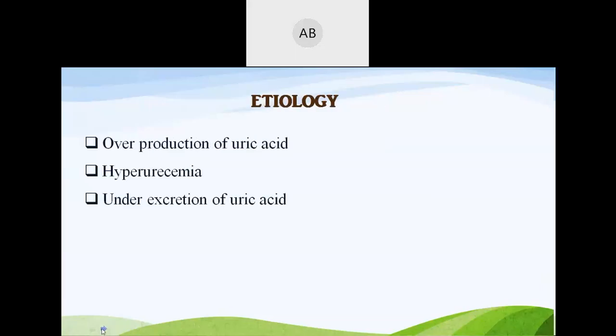Now, what is the reason for gout? What is the etiology or what are the causes of gout? As I have told, gout happens because of excess or overproduction of uric acid. Okay, so excess production of uric acid may be there, or this uric acid may not be excreted well from the body. So more production and less excretion of uric acid will result in gout. Next is hyperuricemia. Hyperuricemia means excess uric acid collection in the blood.